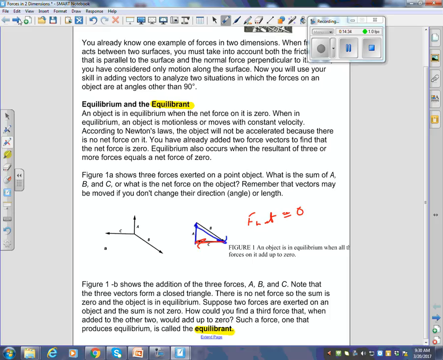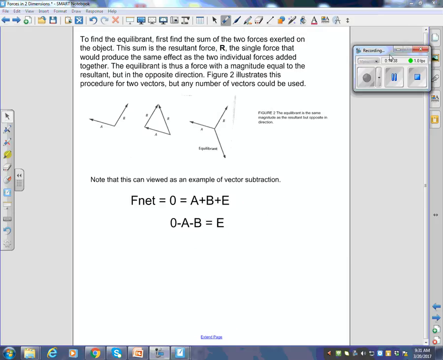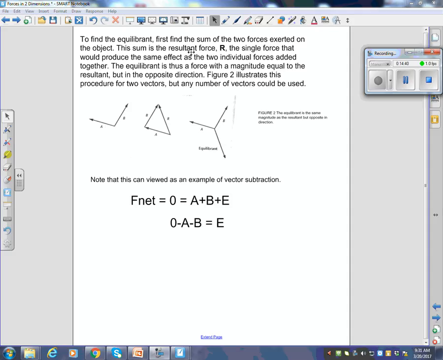To find the equilibrant, first find the sum of the two forces exerted on the object. The sum is the resultant force, R, the single force that would produce the same effect as the two individual forces added together. The equilibrant is thus a force with a magnitude equal to the resultant, but in the opposite direction. That is one of the key terms from today. The equilibrant is equal to the resultant, but in the opposite direction. In fact, E is equal to minus R.